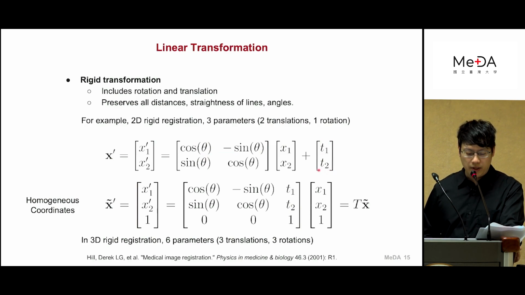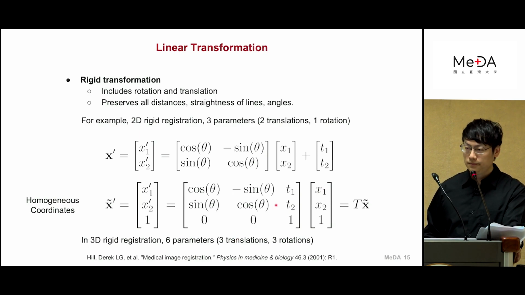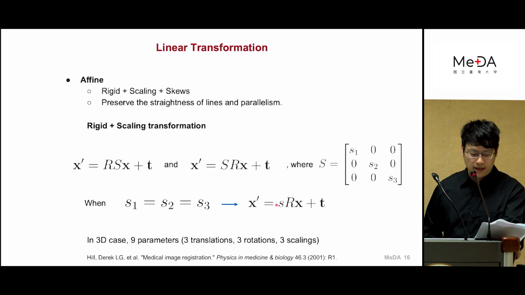For convenience, we often express the equation in homogeneous coordinates form, where the rigid registration can be represented as a matrix T multiplied by a vector x tilde. Moreover, in the 3D rigid registration, there are 6 parameters involved in the transformation. Now let's move on to the affine transformation, an extension of the rigid transformation. It incorporates scaling and skew operations.